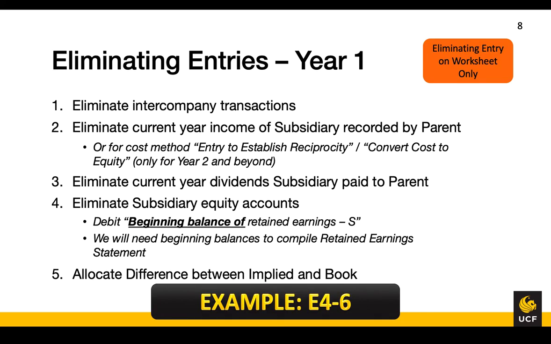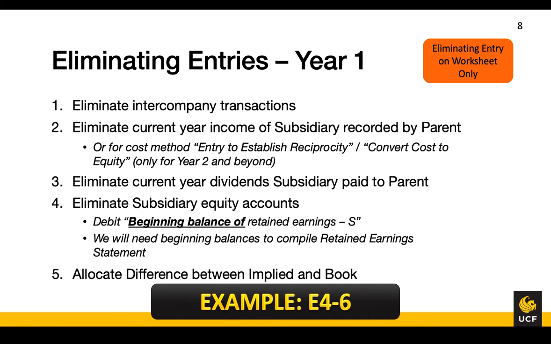Our eliminating entries from now on will follow the same basic five steps. First, we will eliminate any intercompany transactions. Next, we will eliminate any current year income of the subsidiary recorded by the parent. This only applies to the equity method. However, for the cost method, we will substitute a very special entry, the entry to establish reciprocity, once we get to year 2 or beyond. For now, hold that thought.